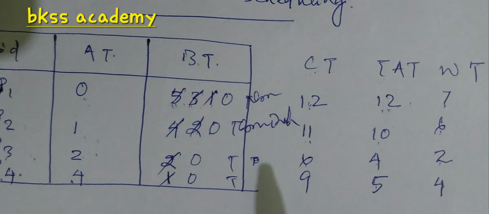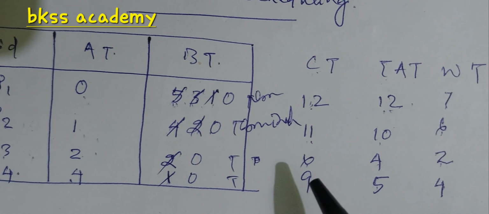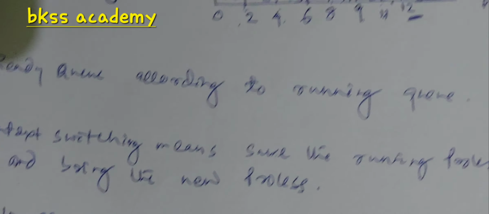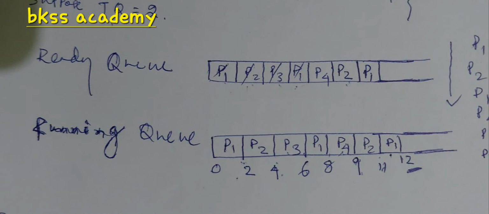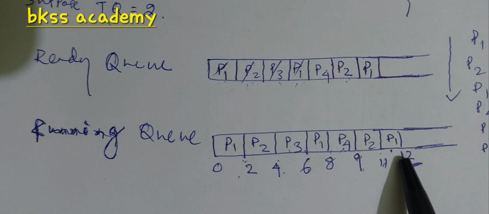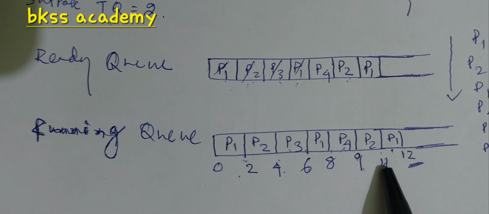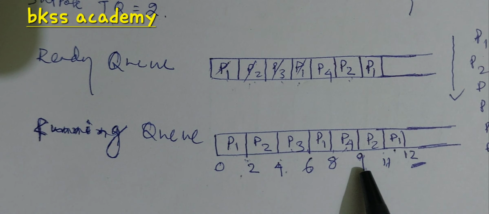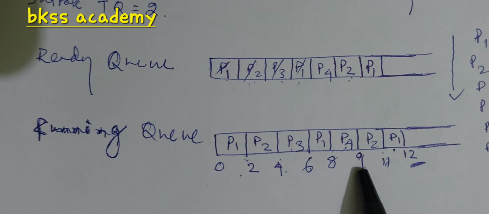One important thing is completion time. We will check what the completion time is. P1 is completed at 12, so this is the completion time. P2 is completed at 11, P3 is completed at 6, P4 is completed at 9. So these are the completion times.